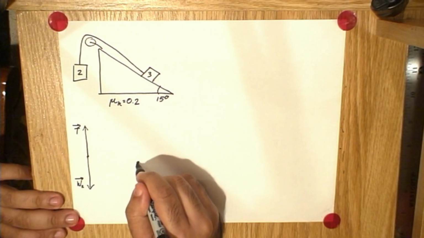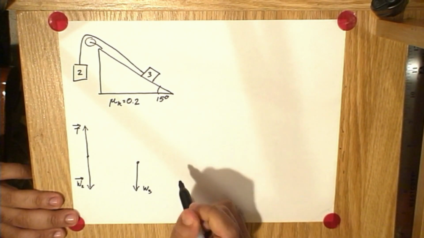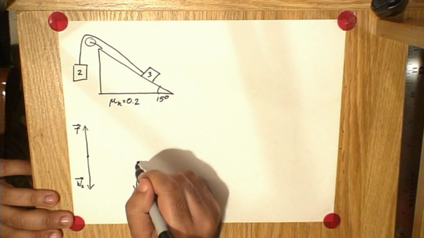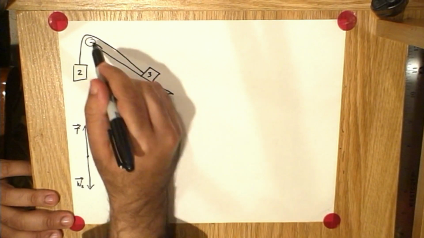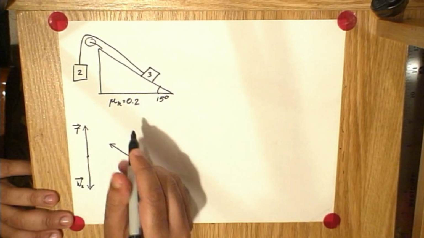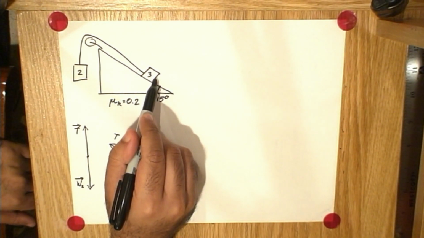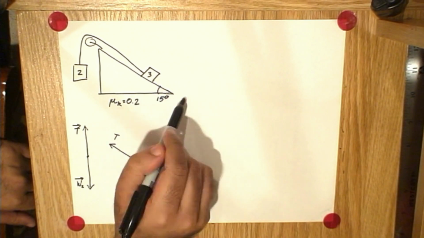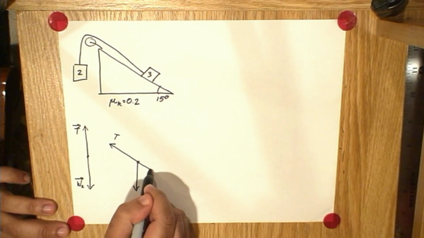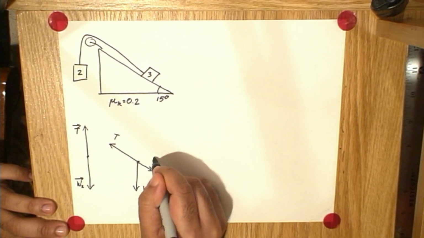Well, it would feel weight down, much the same as before, but it would also feel a tension pointed up the ramp. There's also a force of friction which is going to oppose the motion, that's going to point down the ramp. And we're going to assume that this is already moving, so this is a kinetic friction.